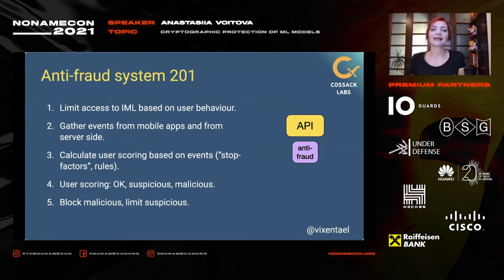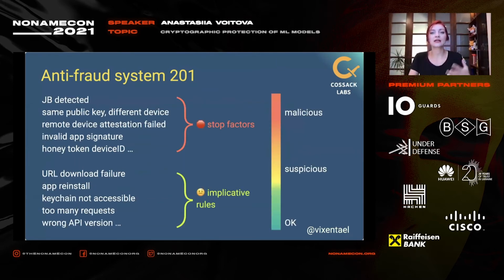Now, another nice thing here is anti-fraud system. Think about banking anti-fraud. Think about that you want to limit APIs, you want to limit these models for users if they misbehave. So you basically want to cut malicious users, you want to cut suspicious users. And how to do that is to calculate user scores, right? You gather events from mobile applications, from the backend, and based on these events, you calculate scores.